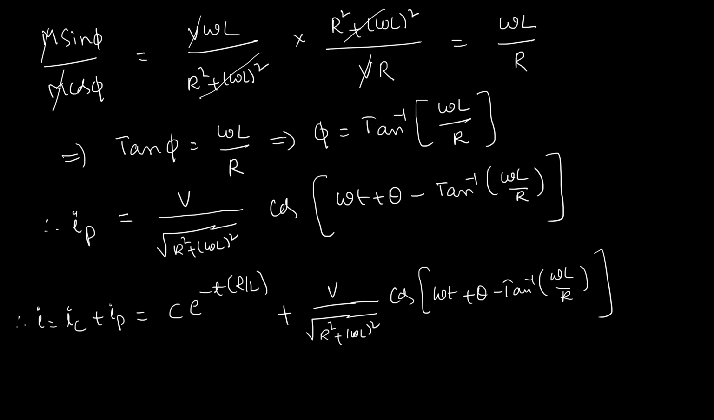But still the solution is incomplete because we are having C. So how can we solve for the C value? The C value can be evaluated using initial conditions. So what are the initial conditions? If the problem does not specify the charge of the inductor, we have to assume that the inductor is initially uncharged. Okay, so we do the same.